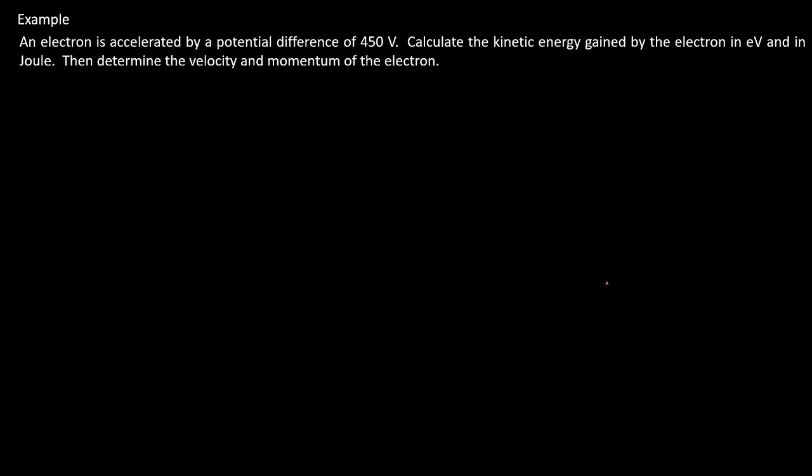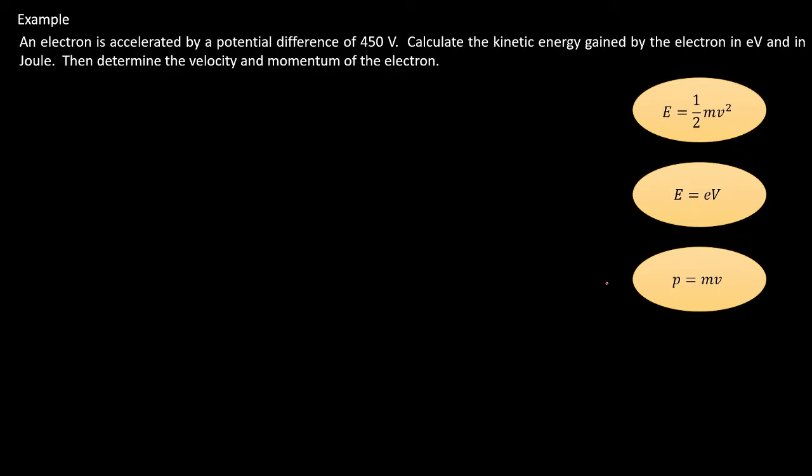Now look at the example on how to calculate the KE in terms of eV and also in terms of joule, and lastly determine the velocity and momentum of the electron. These are the equations that we will use in the calculation. Don't forget, kinetic energy can be calculated using E equal to half mv squared, we have E equal to eV for electron volts, and P is the momentum, which is equal to mass times velocity.